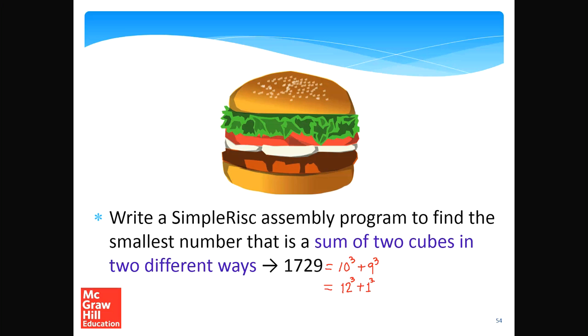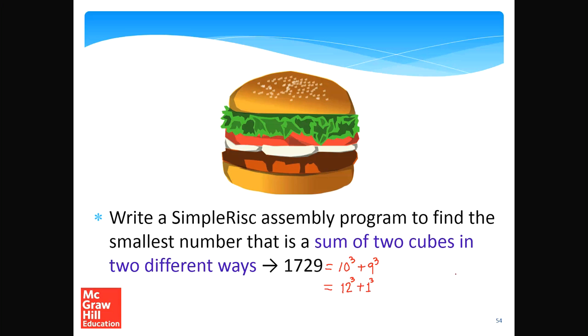So it is a sum of two cubes in two different ways. So the question is, can you write an assembly program to actually compute the Ramanujan number? Well, the answer is very simple. First, write the program in C. After writing the program in C, gradually convert it to assembly.